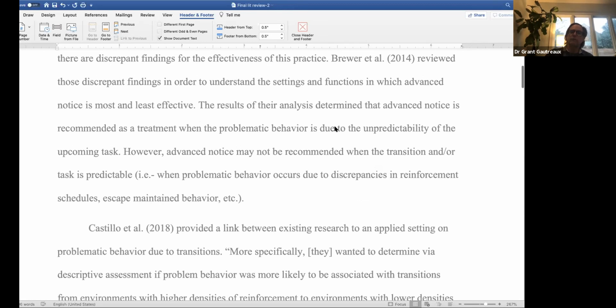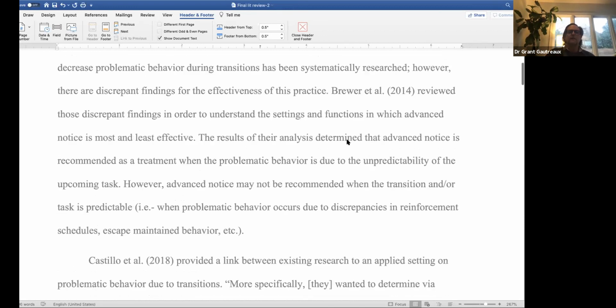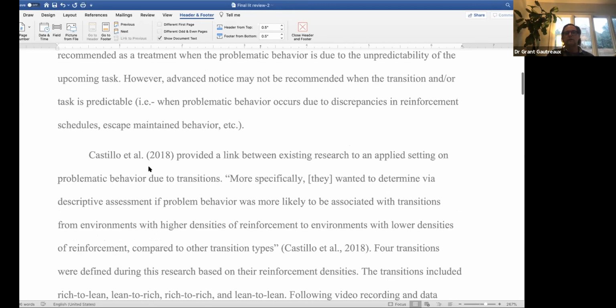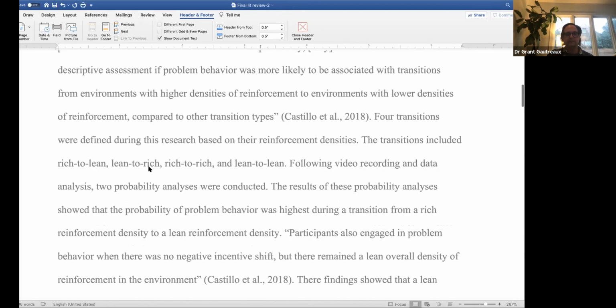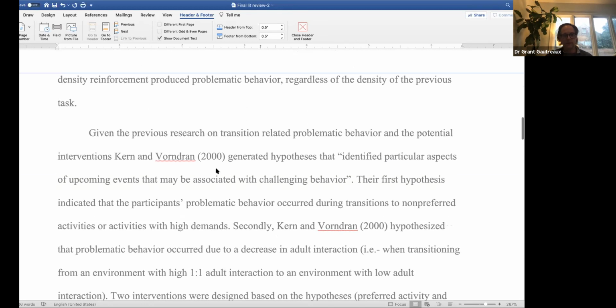So you want that whole first paragraph to be dedicated to the broad problem. You don't necessarily want to go into your tactics yet or what previous researchers have done. But notice she unpacks it here, okay? Says what that researcher has done. I have another researcher here.